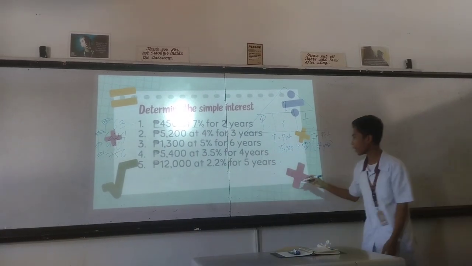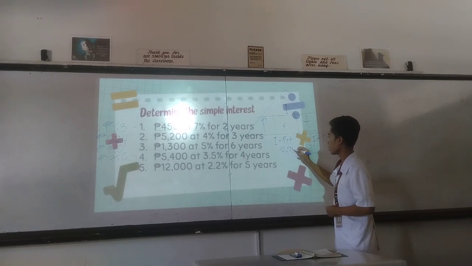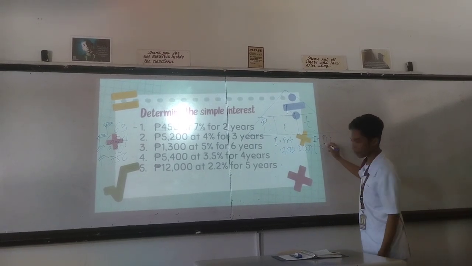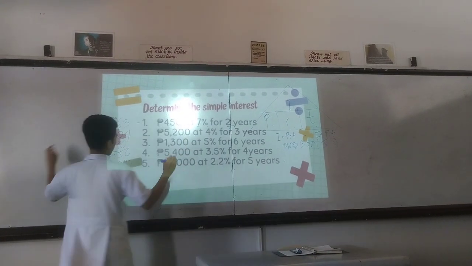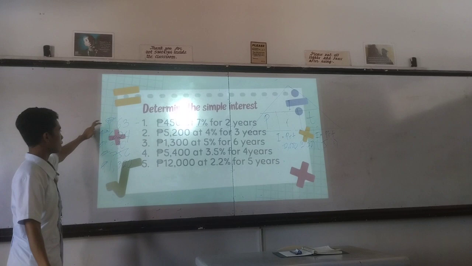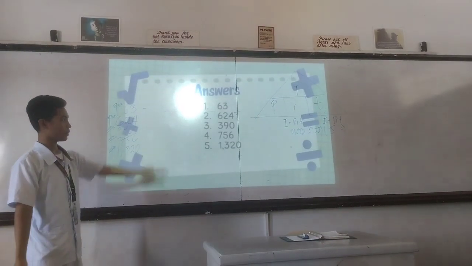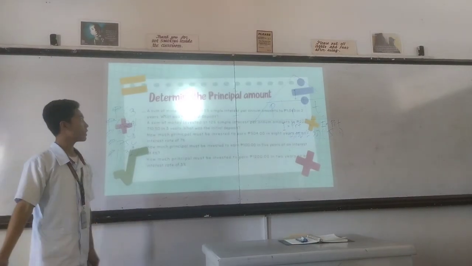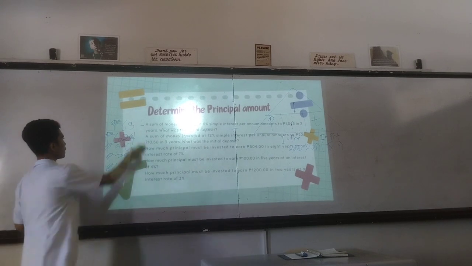So lastly, number 5. Substitute for 5 years. Then after that, the interest is 1,320. So we do the calculation on whichever side is used in the problem. So that's it here. So next is finding the principal amount.